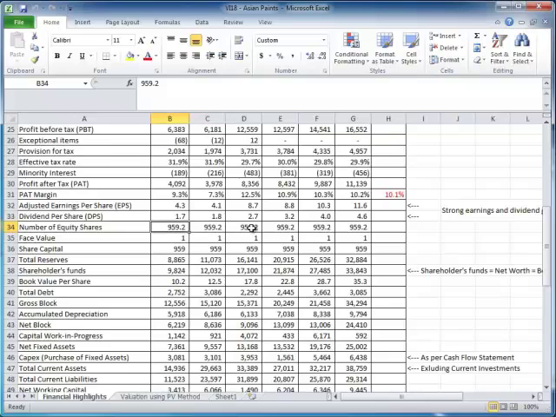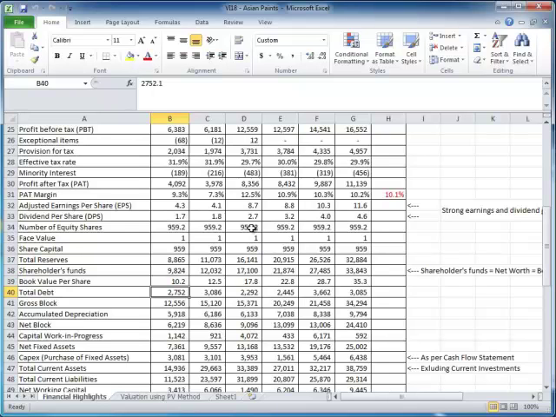So let's move on. Then we have the number of equity shares, the face value of the shares, the total share capital, total reserves, and then we have the shareholders' funds. Right, so this is the equity value of the company, or the book value of the company. And this is the net worth, right, or the book value. This then gives us the book value per share.